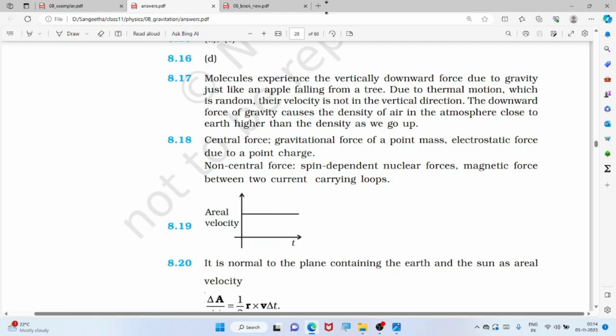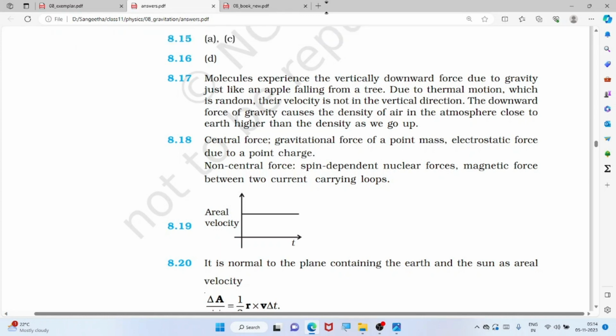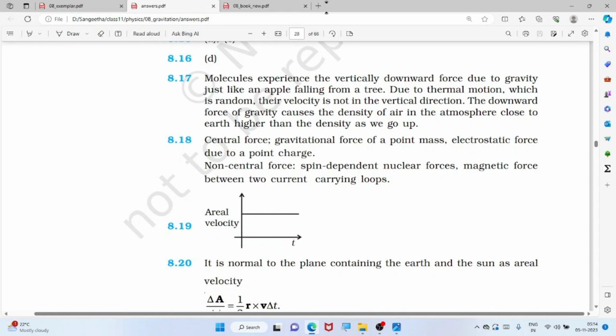The downward force of gravity causes the density of the air in the atmosphere to be greater close to the earth. The density of the air is more near the surface, then density will be less when you go up. So the lighter particles may not reach the earth's surface.